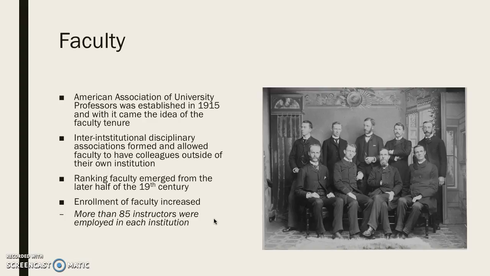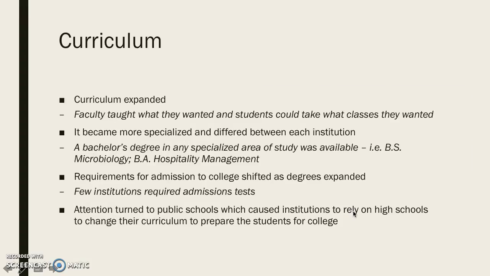Interinstitutional disciplinary associations formed, and allowed faculty to have colleagues outside of their own institution. We also see the ranking of faculty emerge from the latter half of the 19th century. From assistant professor to associate professor to full professor, and by the end of the era, enrollment of faculty had increased with more than 85 instructors employed at each institution.